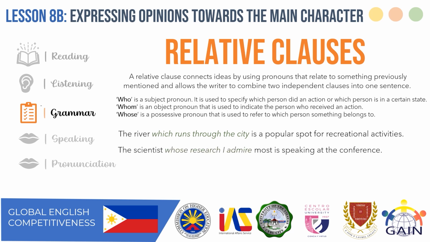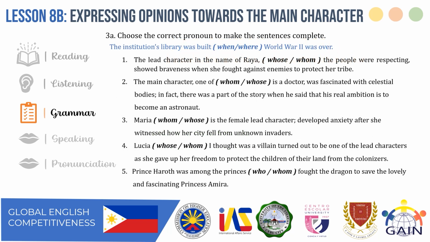Here's another example. The scientist whose research I admire most is speaking at the conference. Take note that the relative clause, whose research I admire most, provides information about the scientist and emphasizes the speaker's admiration for their work. Now, choose the correct pronoun to make the following sentences complete. For example, the institution's library was built when World War II was over. Pause the video and answer the rest of the items.